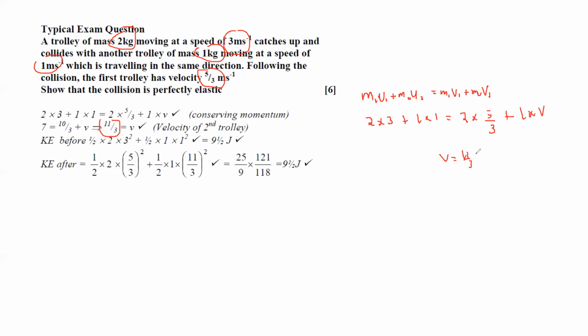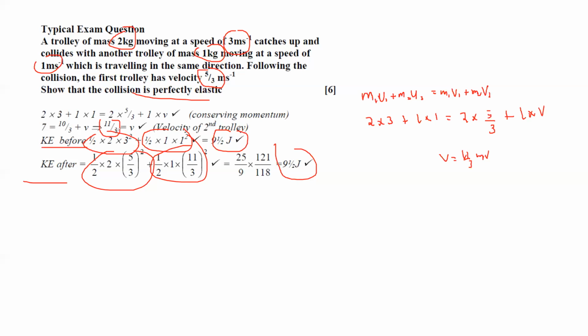Now to show that the collision is perfectly elastic, the total kinetic energy, the sum of the kinetic energy of the two objects before collision, is equal to the sum of kinetic energy after collision. So half mv square plus half mv square gives 9.5. Then half mv square plus half mv square gives 9.5 as well. So the kinetic energy before and after is the same. It shows that the collision is perfectly elastic.